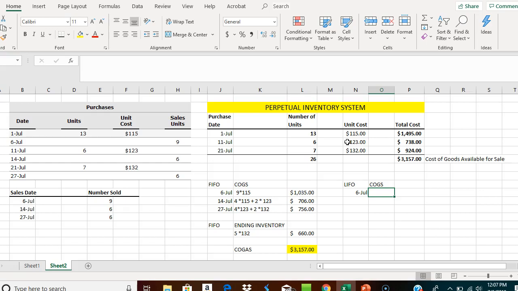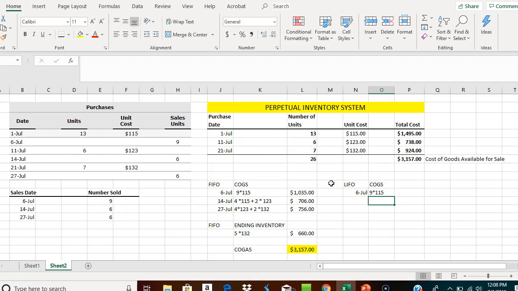However, with the perpetual inventory system, you must pay attention to the actual dates. We sold these 9 units on what date? On July 6th. Okay? So on July 6th, what do we have in inventory? On that date, all you had was the 13 that was purchased on July 1st. Aha.